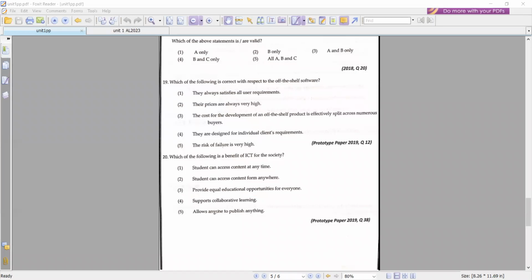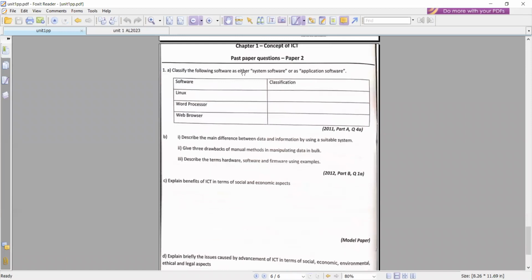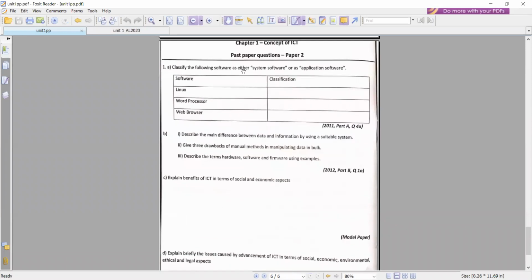Okay, that's all for the MCQ. Now this is a structured type question. Now I want you to do something like this.